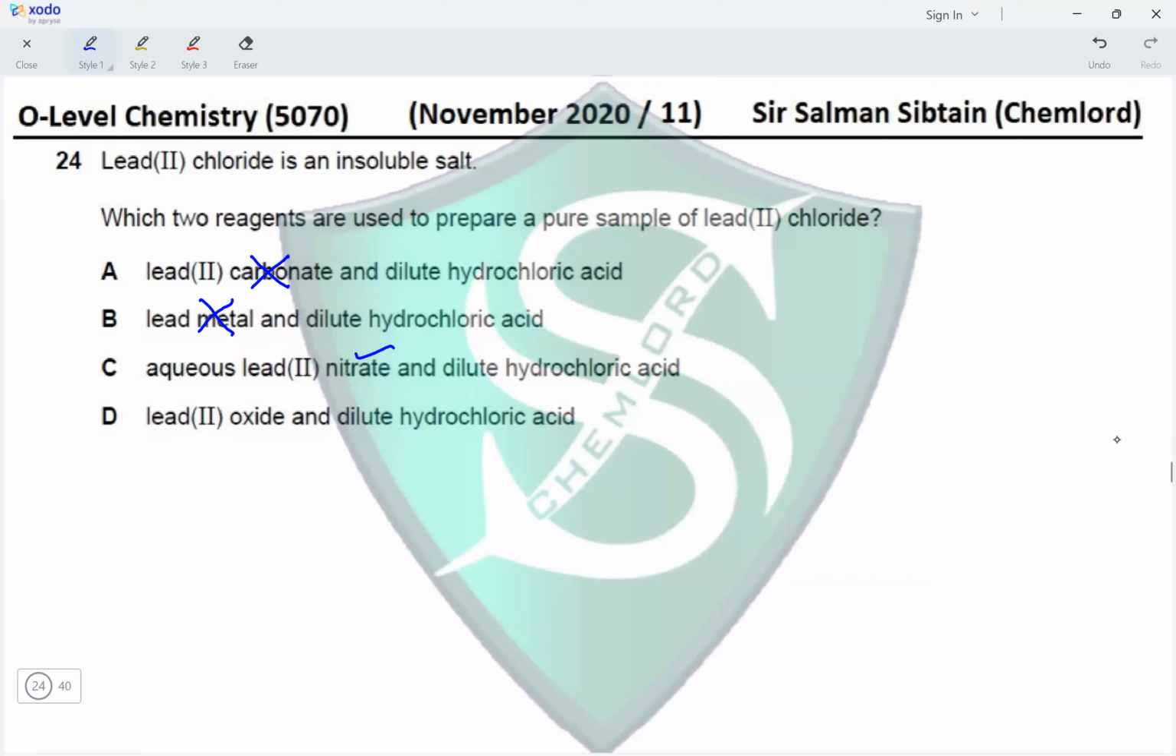We would use aqueous lead nitrate. Lead nitrate is soluble. And dilute hydrochloric acid, yes. Yes, a soluble salt and an acid. This is what is required. And the last one, lead oxide. Lead oxide is insoluble and dilute hydrochloric acid. So A, B, and D all contain insoluble salts reacting with acid, whereas C contains a soluble salt reacting with an acid, which is the requirement to produce an insoluble salt. So this makes option C the correct option for this question.